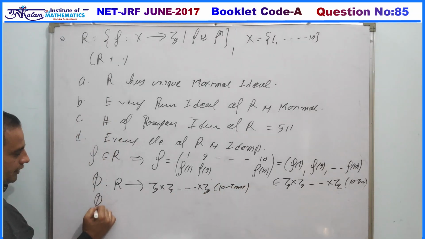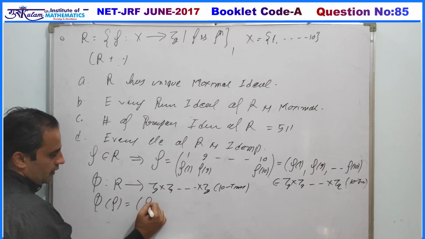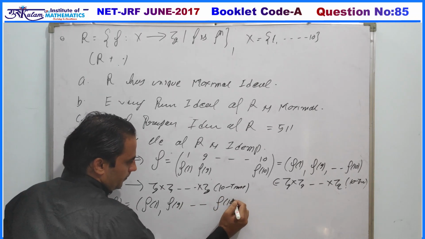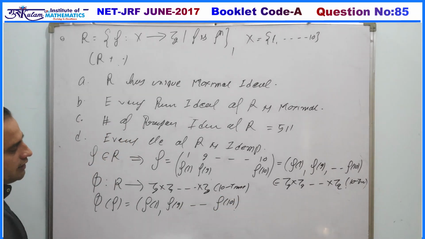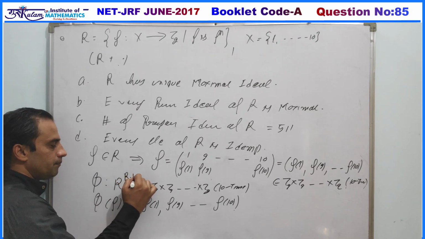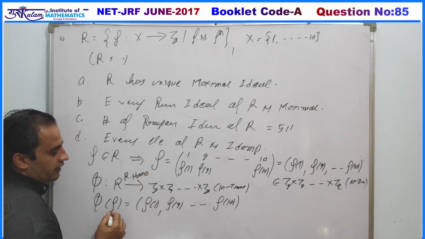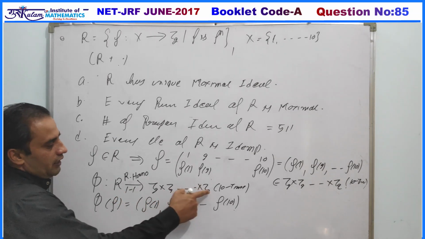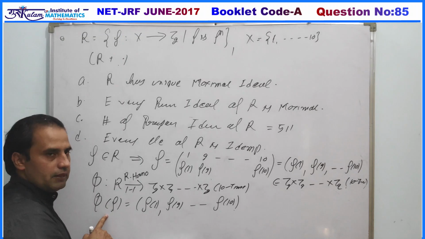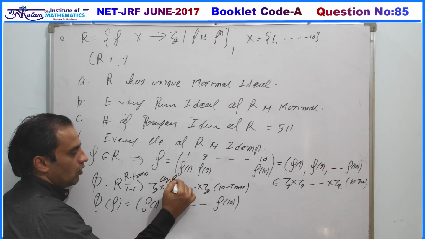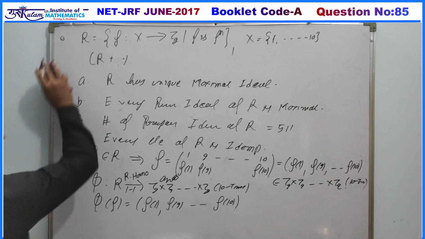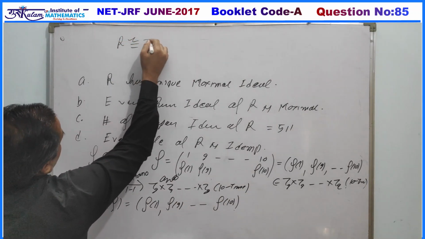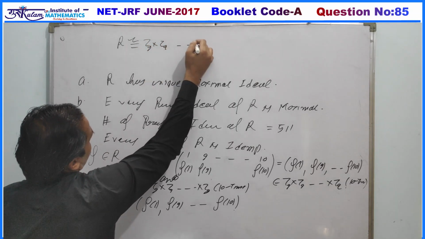That is, we can define a function phi from R to Z2 cross up to Z2, 10 times, such that phi of f equals (f1, f2, up to f10). You can easily verify this is a ring homomorphism, and if f changes, the image definitely changes. So this function is one-one, and for every element in Z2 cross Z2 cross up to Z2, a pre-image can be defined. So this is also an onto function. That is, your ring R is isomorphic to the ring Z2 cross Z2 cross up to Z2, 10 times.